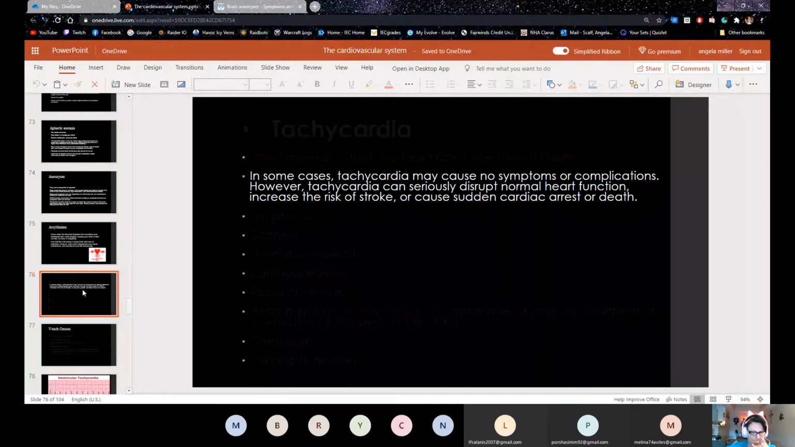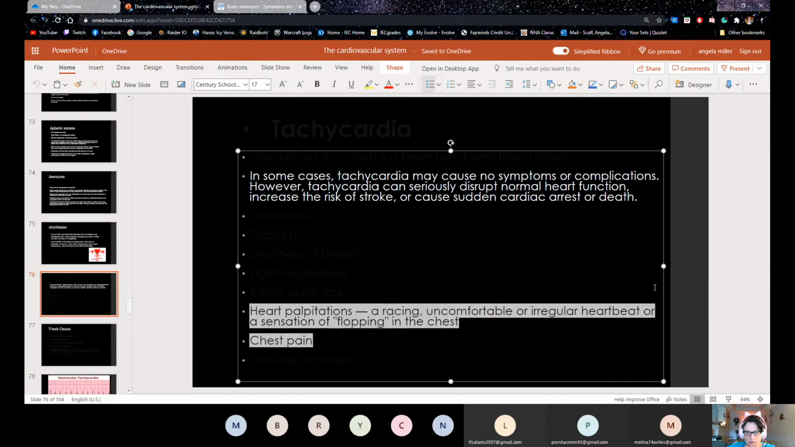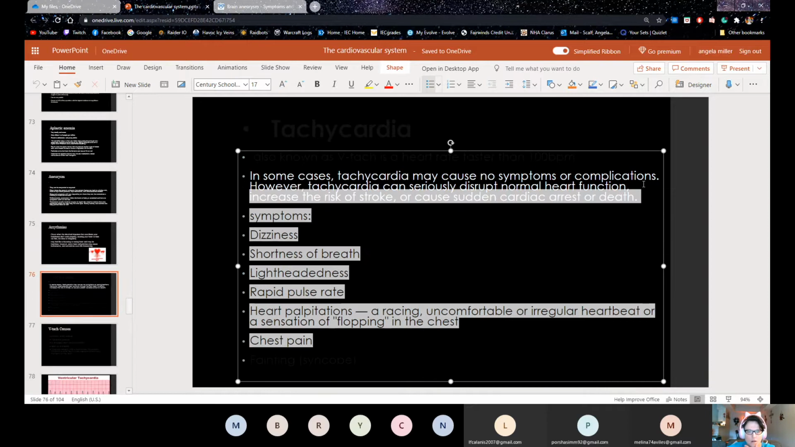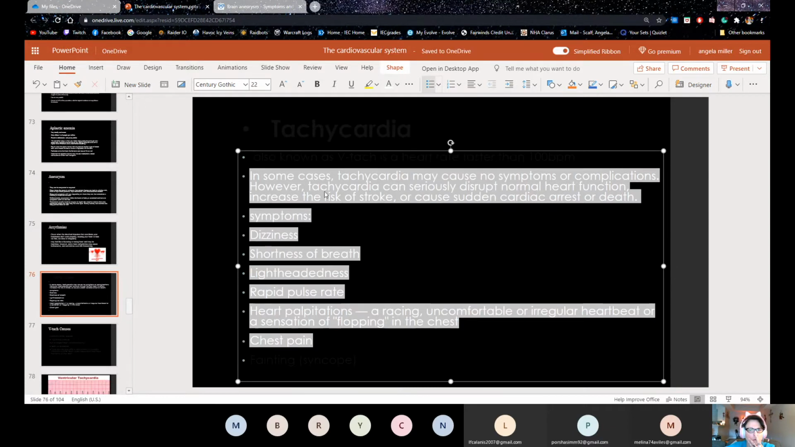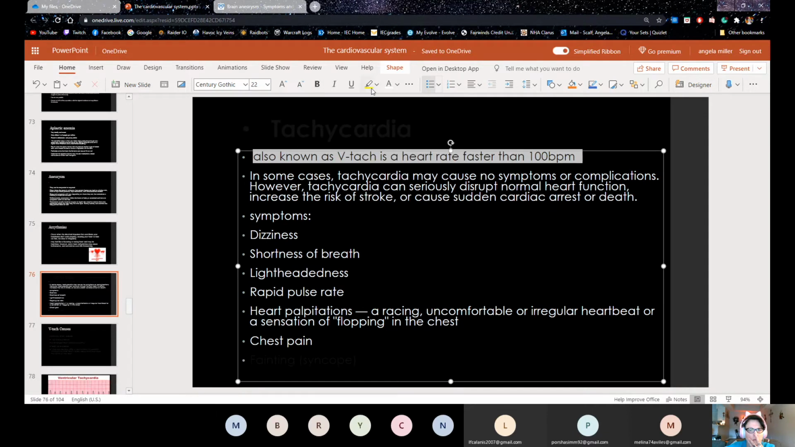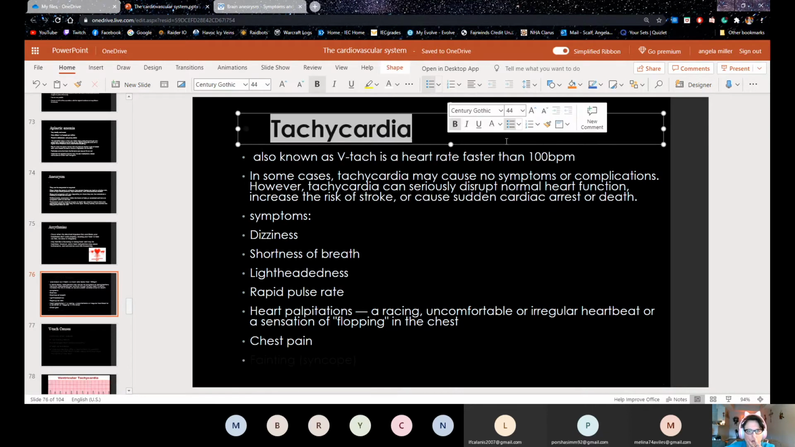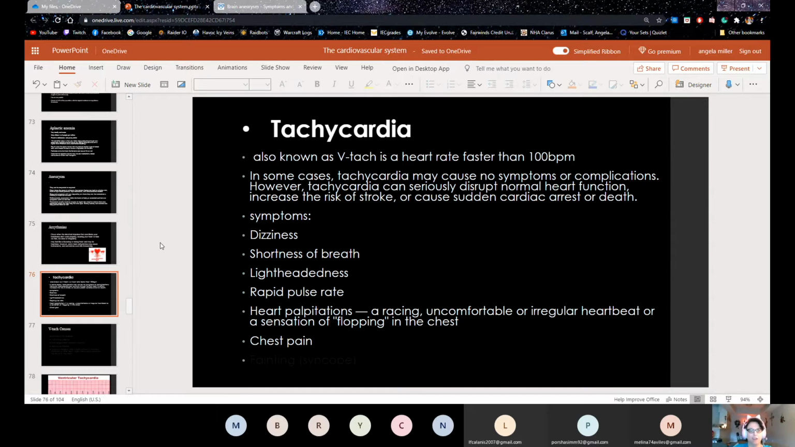Why do you not see my tachycardia? One second, let me try to correct this. That's odd. Oh, it was this one too. Sorry about that. Okay, so now we can see it. Tachycardia.